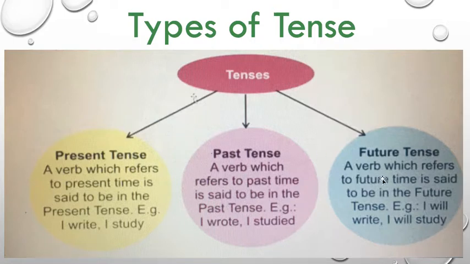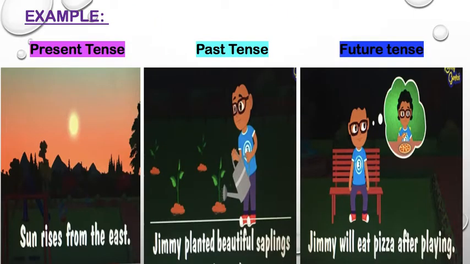Okay, now let us move on to future tense. In the future tense example, we are adding will to the base form of the verb. Okay, now let us take a few more examples so that you can better understand past tense, present tense and future tense.